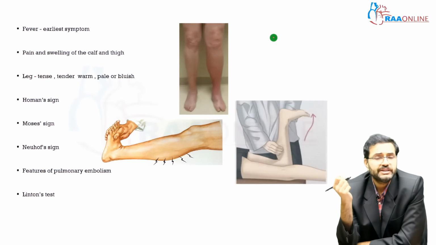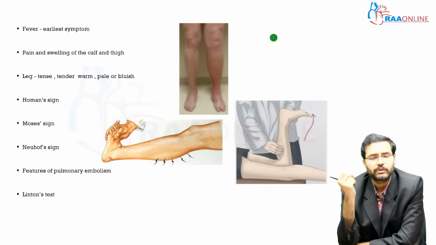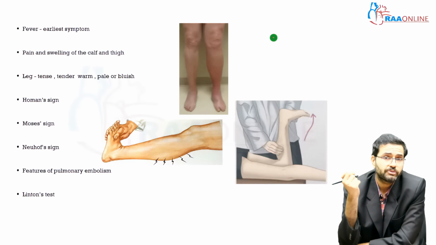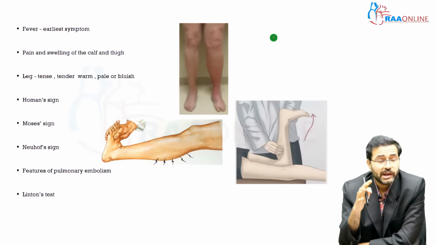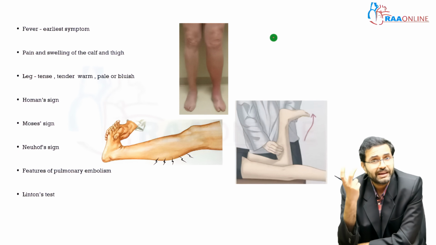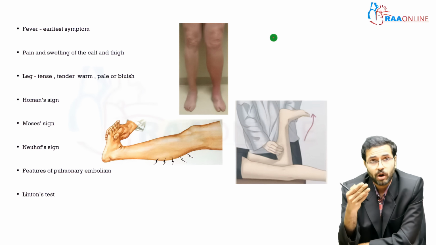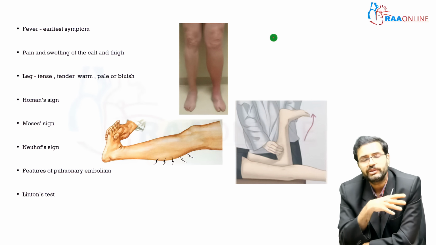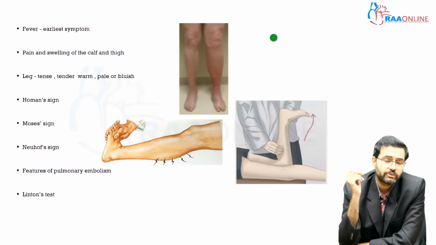What are the clinical features of a patient with a deep vein thrombosis of the lower limb? Fever is actually the earliest symptom. Swelling and pain can be noted of the calf and thigh. Sometimes, if the calf is involved, the leg may be tense, tender, warm, and can be pale or bluish, like I said earlier, based on whether it is alba dolens or caerulea dolens.